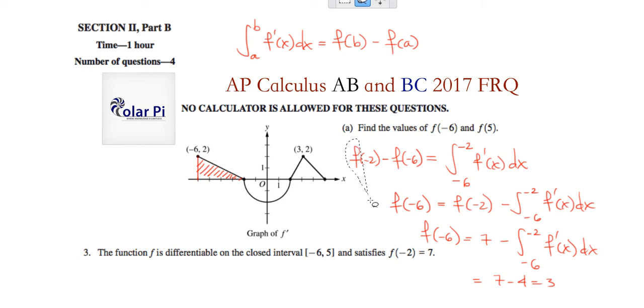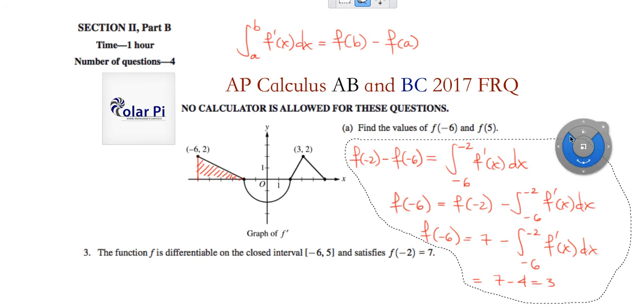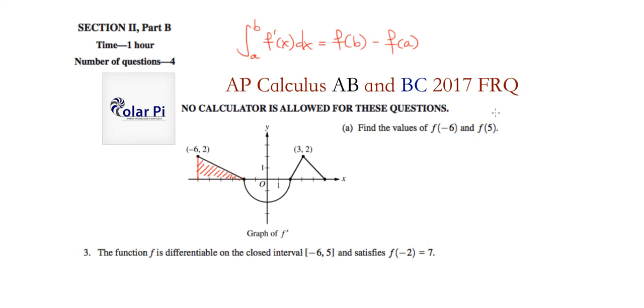And now we need to move on to f of 5, which is a tad bit easier in some ways, because you've just benefited from the discussion of how to find f of negative 6. So for f of 5, we do a similar thing, but this time the lower limit is negative 2 because negative 2 is smaller than 5. So we go with the integral from negative 2 to 5 of f prime of x dx. We know that this is equal to f of 5 minus f of negative 2.